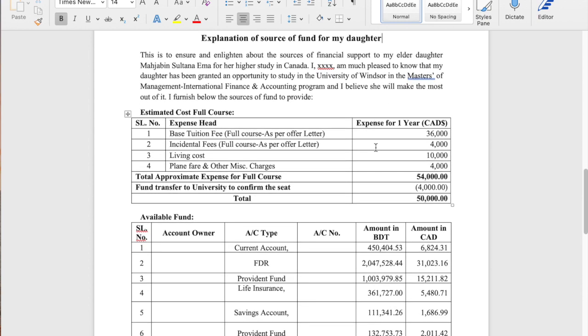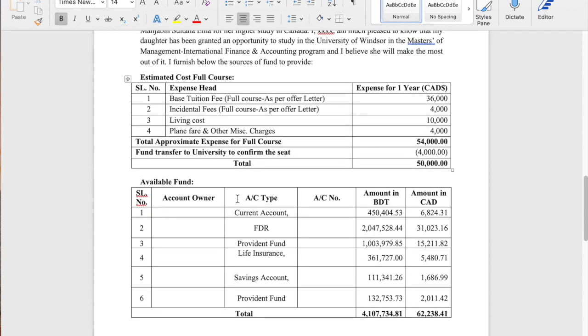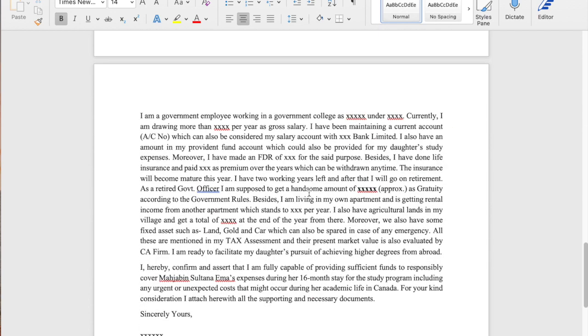Then I used a tabular format so that whoever is going through my visa application gets a clear view after opening this letter and sees what is the estimated full course cost as well as what is my available fund. And then I explained all of the funds here and which funds is coming from where, and also mentioned that if there is any need of any other documents and other supporting documents, I can provide that.